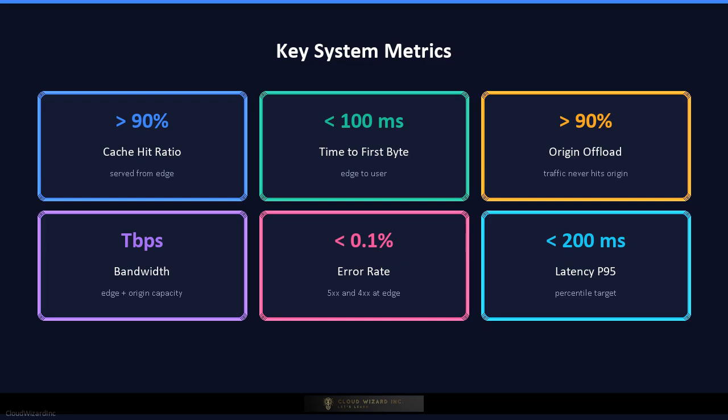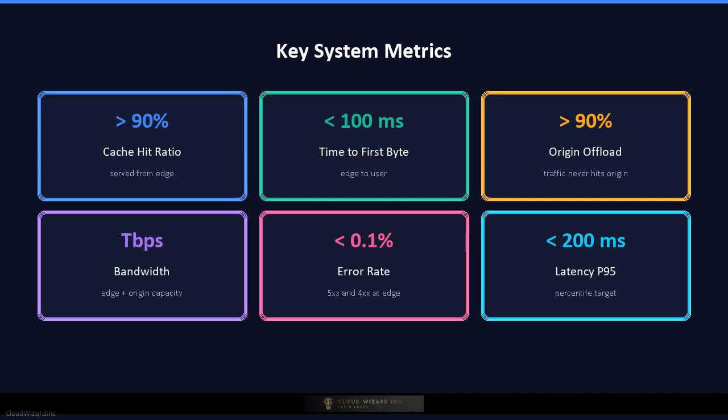The key metrics to memorize: cache hit ratio, the percentage of requests served directly from the edge cache without touching the origin. Time to first byte, or TTFB, which measures how quickly the first byte of a response reaches the user.